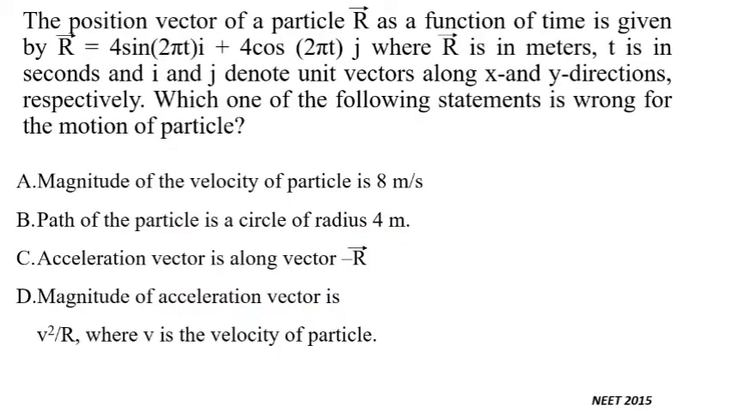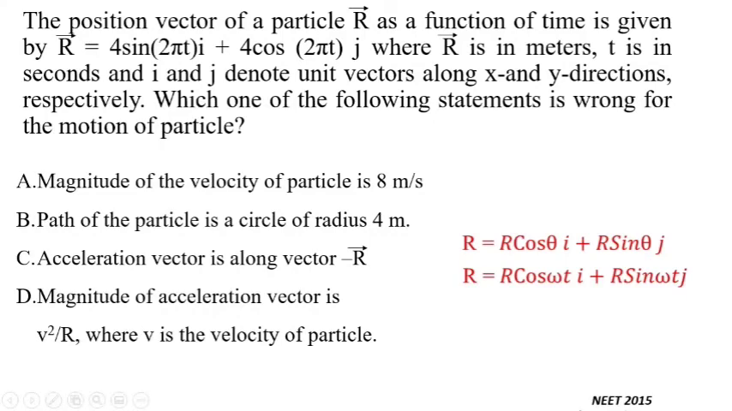Next problem. The position vector of a particle, vector r as a function of time, is given by vector r equal to 4 sin 2 pi t i plus 4 cos 2 pi t j. So this is the form of the position vector for circular motion. This is a clear case of uniform circular motion where r is in meters, t is in seconds and i and j denote unit vectors along x and y directions respectively. Which one of the following statements is wrong for the motion of the particle? So you need to find the wrong statement.